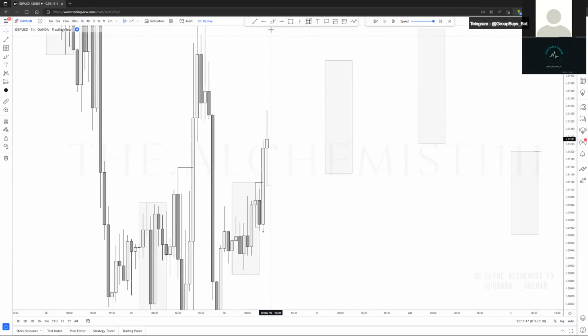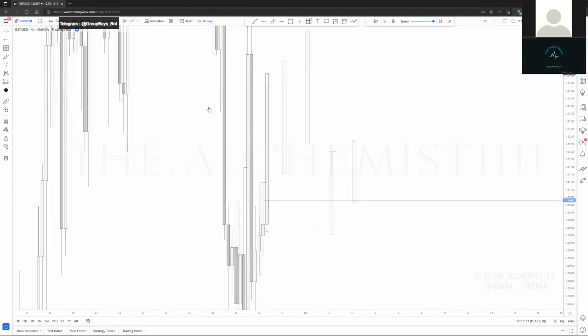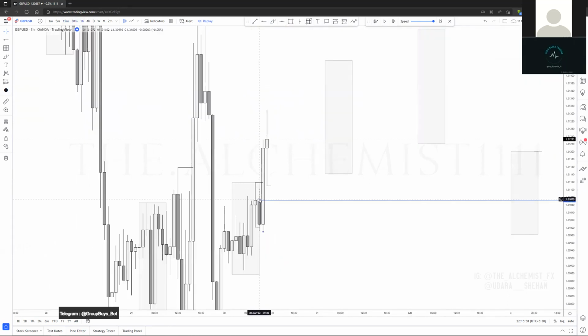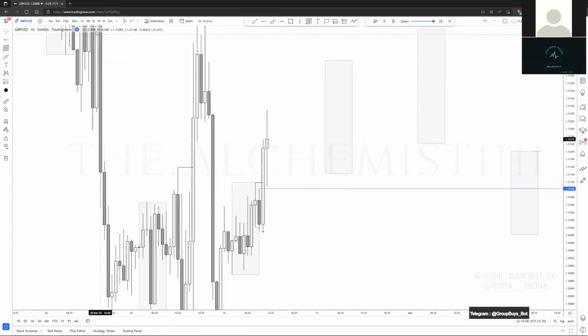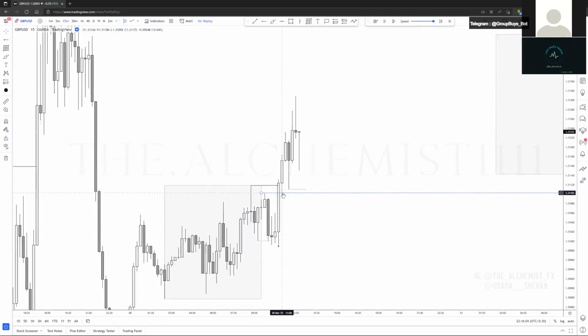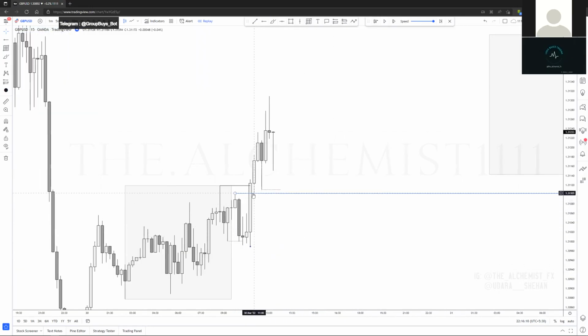What did we have? We had the H1 order block, and we have the imbalance too. Let's mark out the imbalance. Now, buying from the imbalance will be very risky because we have another imbalance in here. And what do you even have here? Nothing, right? There is nothing.